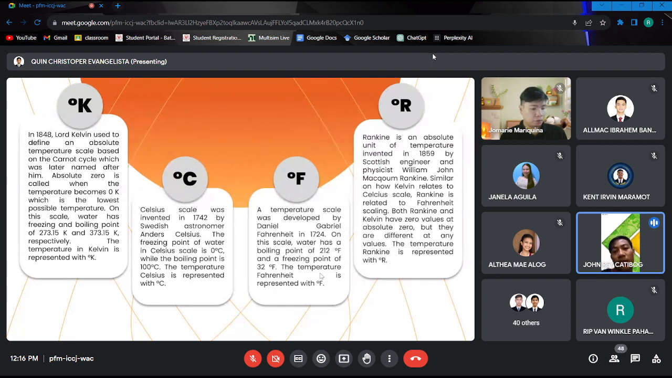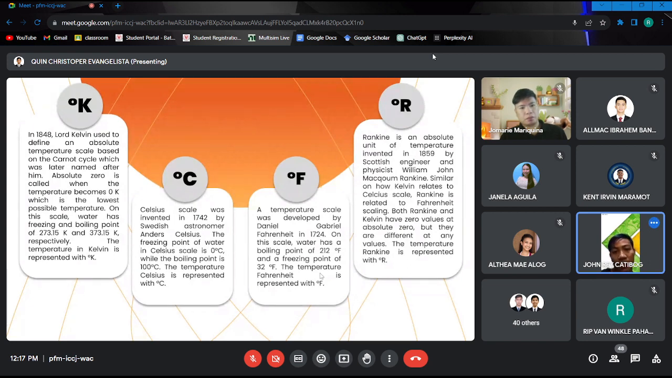Next is the degree Celsius. The Celsius scale was invented in 1742 by Swedish astronomer Anders Celsius. The freezing point of water in the Celsius scale is 0 degrees Celsius, while the boiling point is 100 degrees Celsius. The temperature in Celsius is represented with degree Celsius.